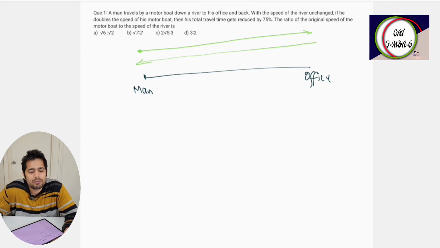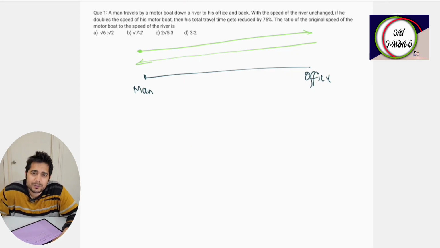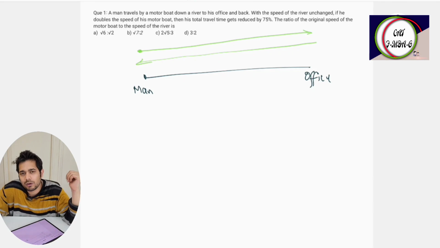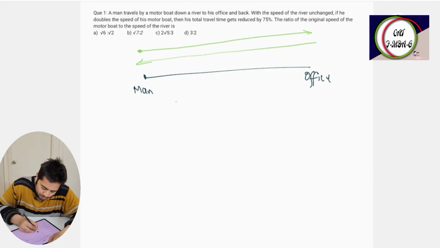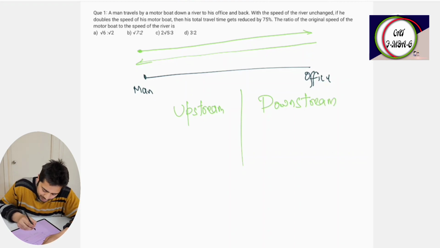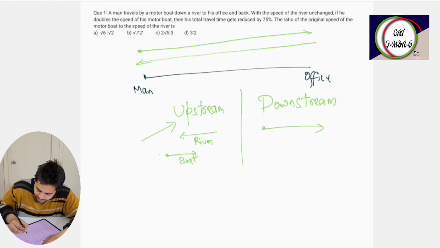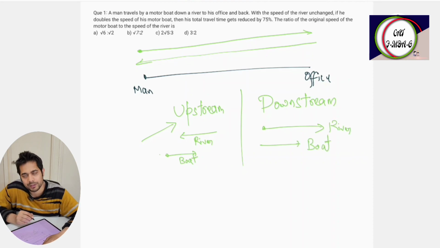Okay, perfect. So when you're going by a boat in a stream or a river, there are two different terminologies. Generally, one is upstream and one is downstream. So when you are going against the flow, let us say speed of river is here and speed of boat is here, then it is known as upstream. If river is in this direction, boat is also in the same direction, then this is known as downstream.